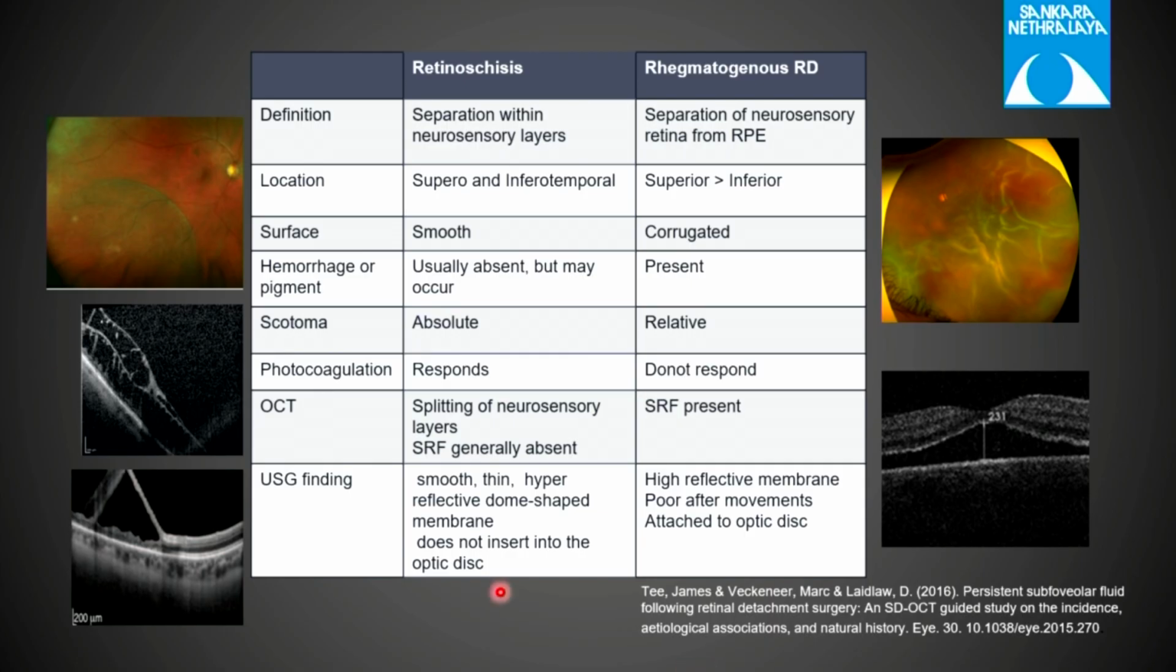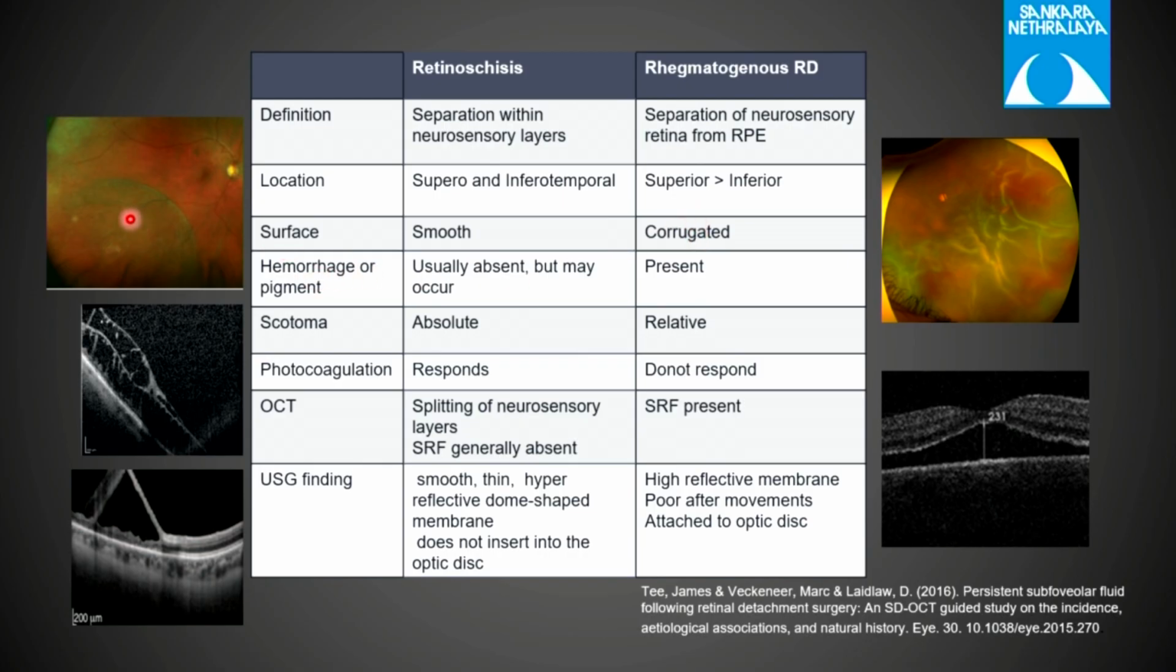Regarding location, this is the retinoschisis image. The most common location in retinoschisis is temporal, either superior temporal or inferotemporal, whereas in rhegmatogenous RD, the more common location is superior, supratemporal or supranasal, followed by inferotemporal and inferonasal quadrants. The most common site for rhegmatogenous RD is the supratemporal quadrant, because most of the retinal degenerations which cause rhegmatogenous RD are more common in the superior-temporal quadrant. So the most common site is superior-temporal.